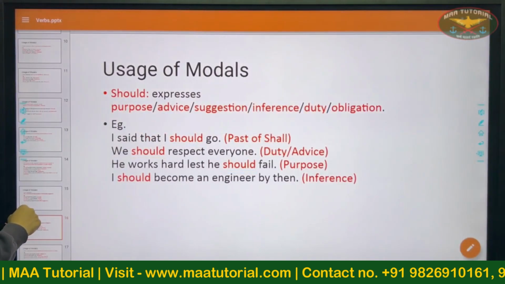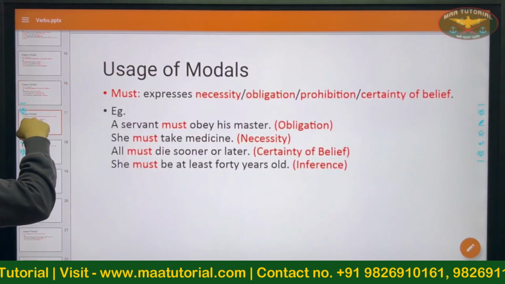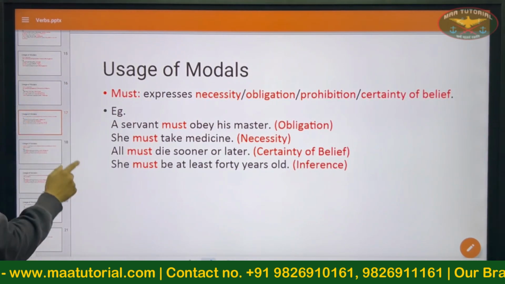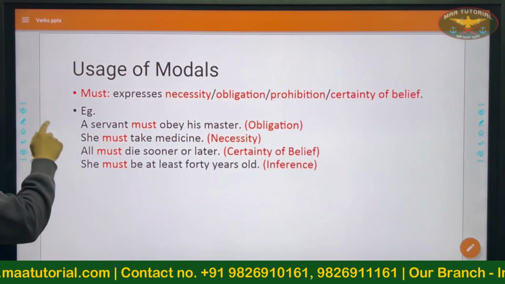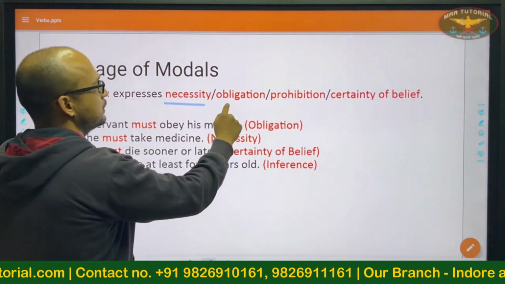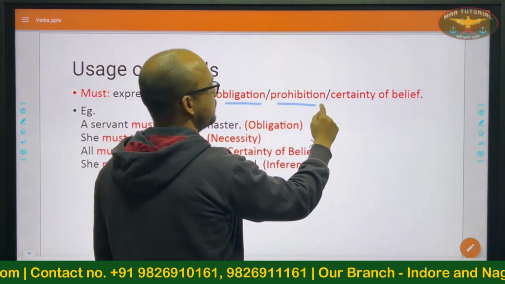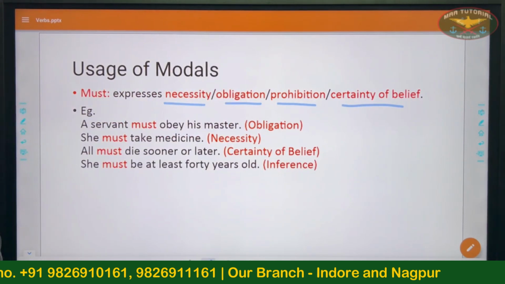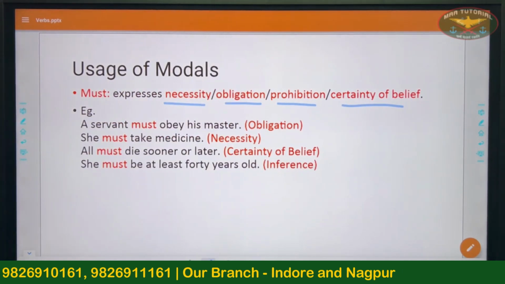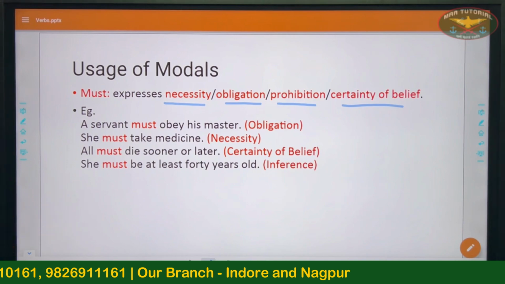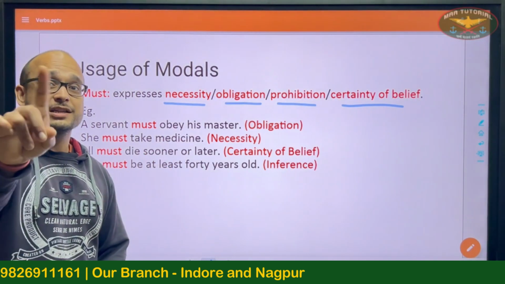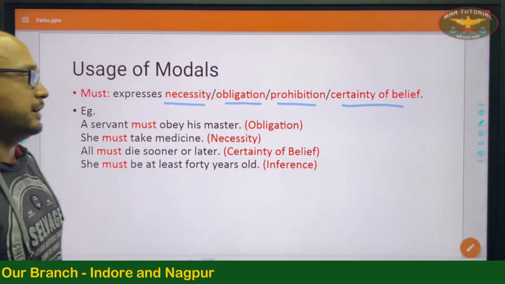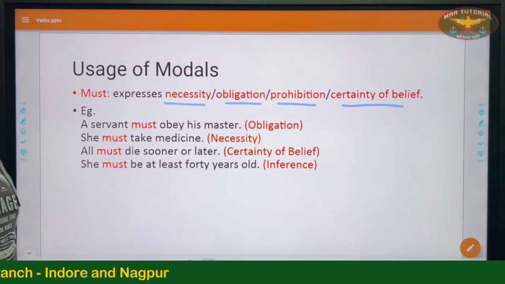Alright, let's move on to our next modal, which is must. Now must expresses necessity, obligation, prohibition, certainty of belief. So must expresses necessity, that something is necessary, it must be done. Obligation, again, you're obliged, you must be honest. Prohibition, you must not lie. You must not lie. And certainty of belief.